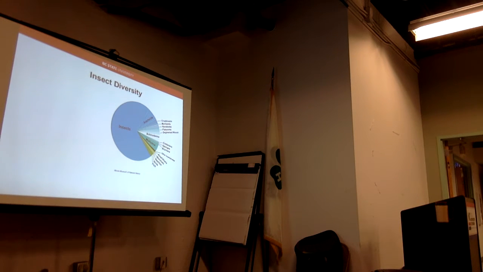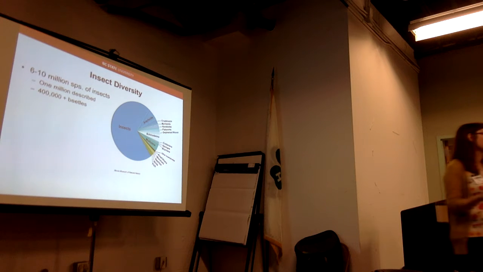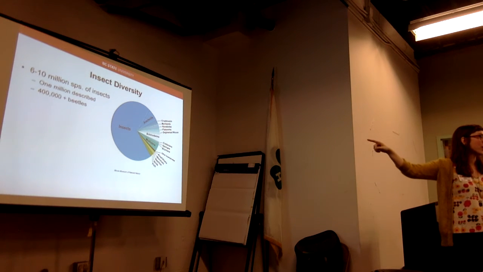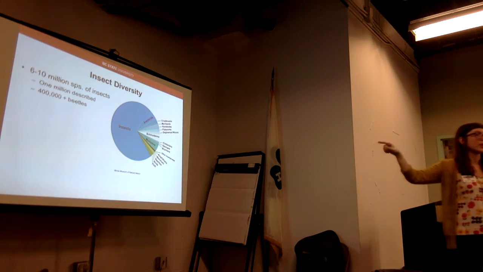I would have to look it up, but you always hear these crazy facts, like if you were able to weigh all the ants on the planet in one go, it would be terrifying. The scientific number is 6 to 10 million species of insects, and only 1 million of those are described. So when we talk about loss of biodiversity, a lot of it involves insects, and things we don't even know what function they play in the ecosystem or what's happening to them. And as you can tell, beetles are holding it down. 400,000 plus of those species are beetles.